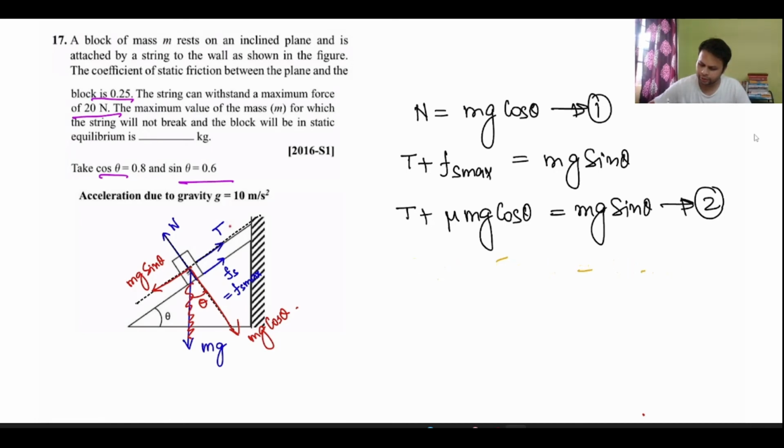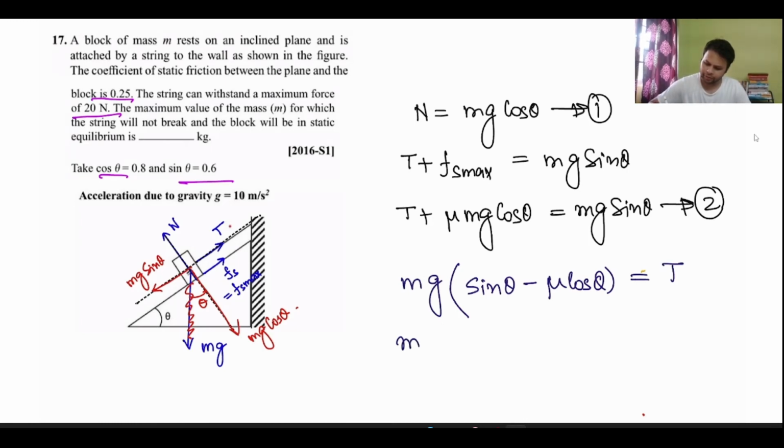एक काम करते हैं, इसको ऐसे नहीं करते हैं. Let us take m common first. ठीक है. So I can write, if I take m common, let me take g also common. Let me take m and g common. So it will become sine theta minus mu cos theta is equal to tension T. This way it will be easier, it seems. M is equal to T divided by g into sine theta minus mu cos theta.